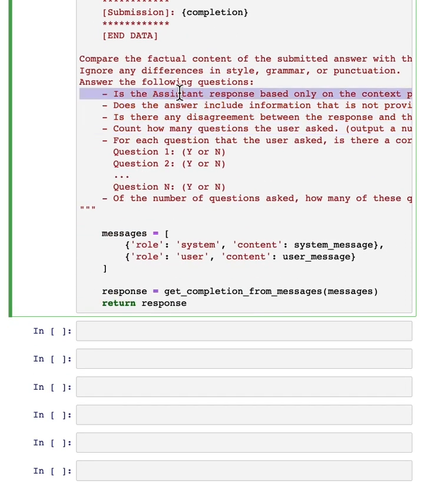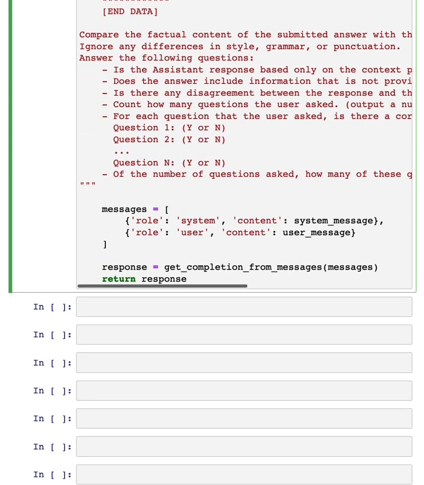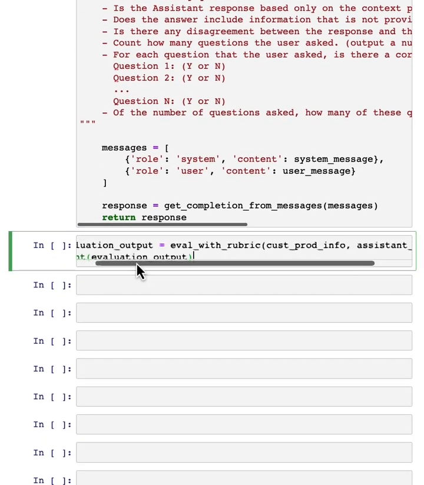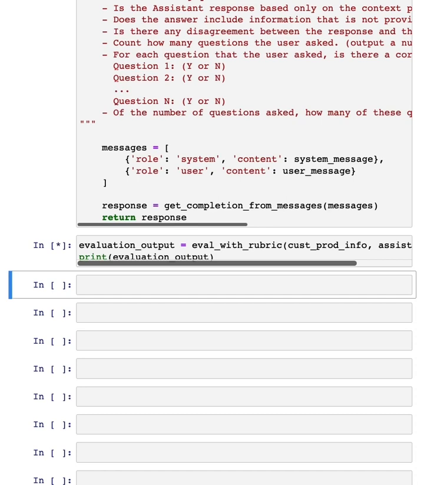So this is called a rubric, and this specifies what we think the answer should get right for us to consider it a good answer. Then finally, we want it to print out yes or no, and so on. And now, if we were to run this evaluation, this is what you get.